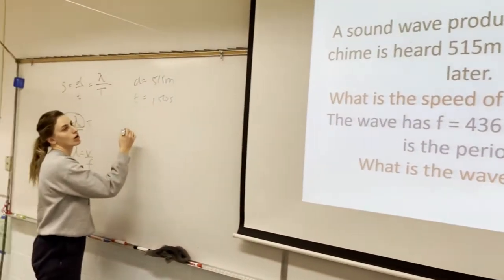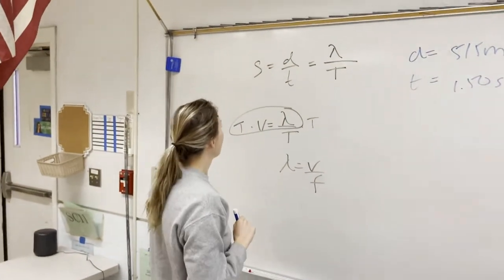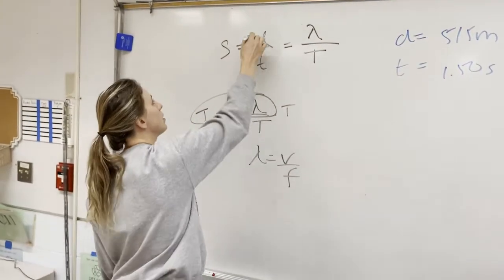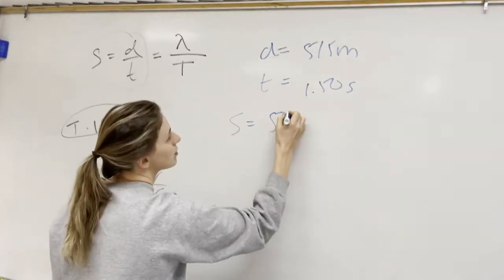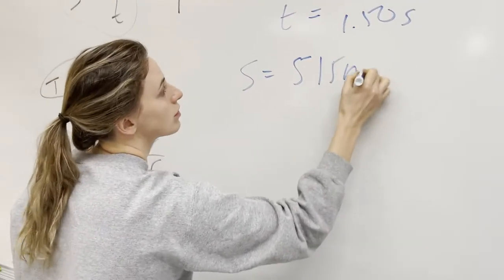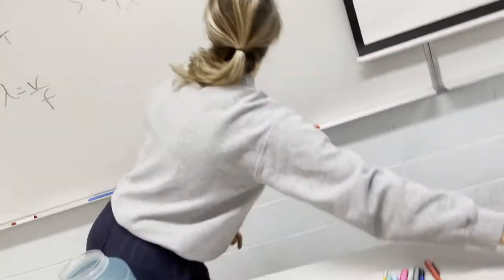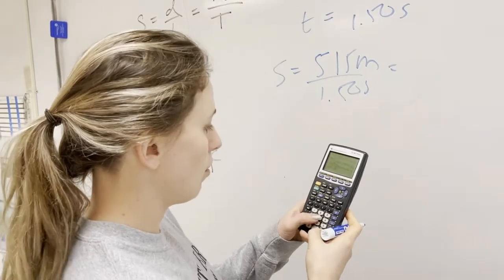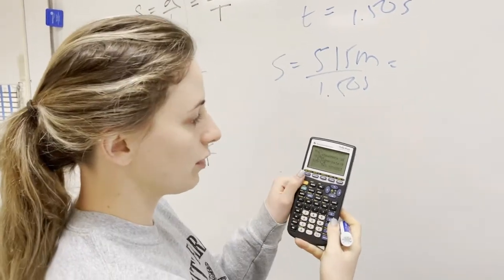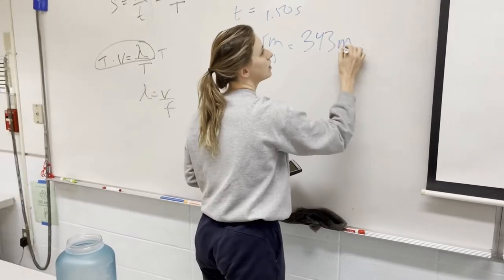Which one of these expressions that include speed in it are we going to use? Well, we want to use this one right here. So speed equals 515 meters over 1.50 seconds. 515 divided by 1.50 seconds, and we get 343 meters per second.